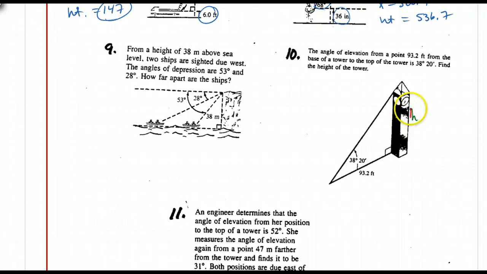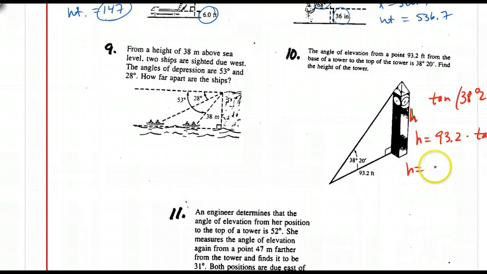Well, green's not really easy to see. Let's start this. So h. We can do that using tangent. The tangent of 38 degrees 20 minutes is equal to h over 93.2, which means h is equal to 93.2 times the tangent of 38 degrees 20 minutes. And after typing that in the calculator, you get h is 73.7 feet.